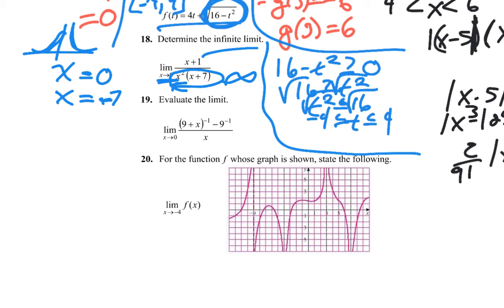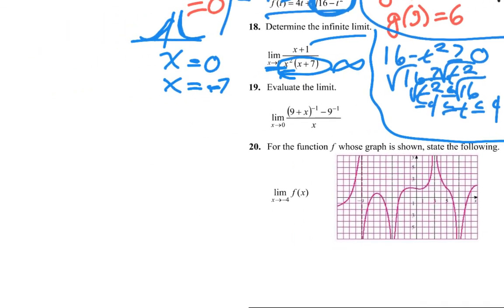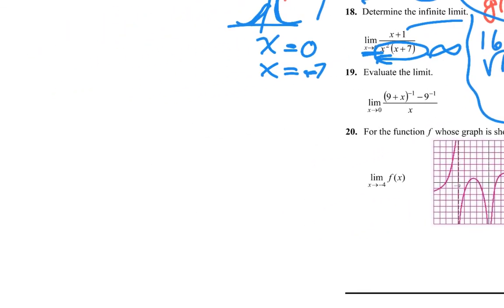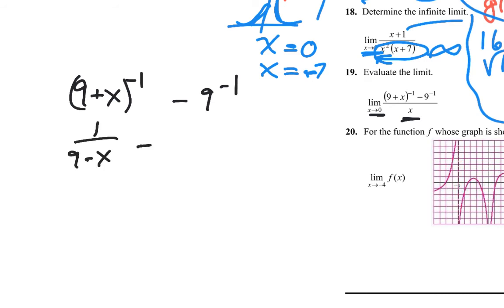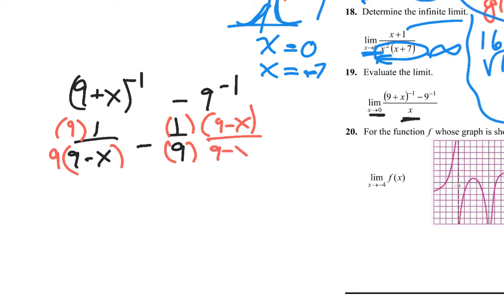Number 19, yay, another one. This one's a little harder. I'm going to move over and work it on the side here. So 19, I've got 9 plus x to the negative 1 minus 9 to the negative 1. I can't plug in the 0 because this is down here, so I need to rationalize and simplify. So this is actually 1 over 9 minus x minus 1 over 9. I need to get a common denominator, so I need to multiply this by 9 over 9. And then the second one, I'm multiplying by 9 minus x over 9 minus x.